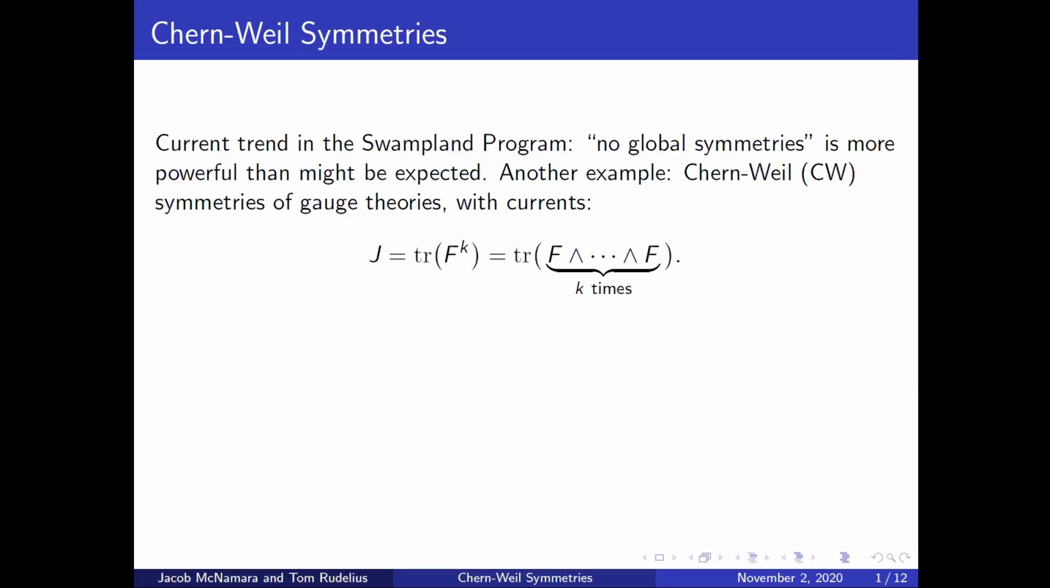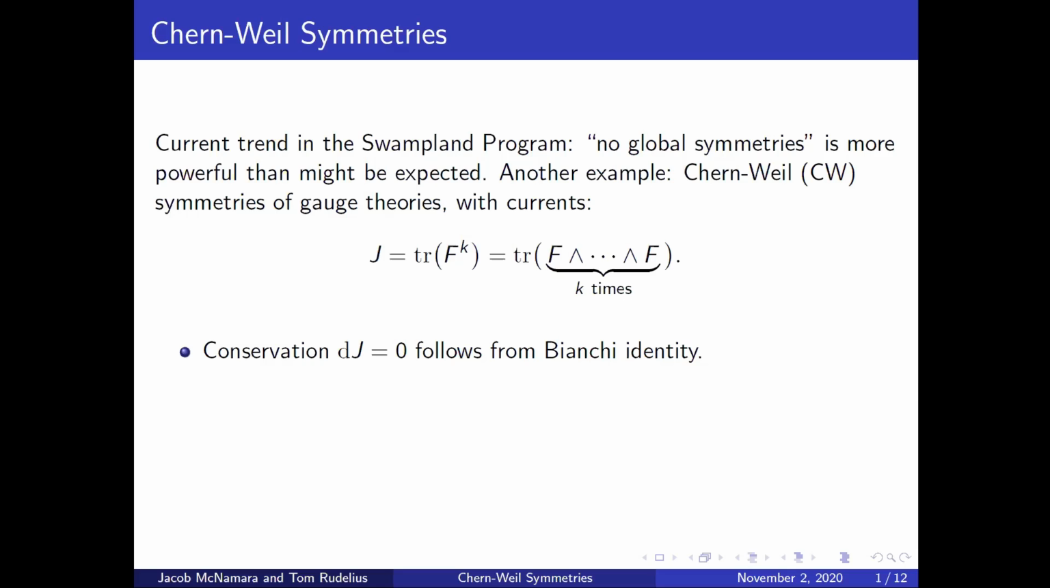So these are higher form symmetries. They're U1 higher form symmetries, and they're present in any quantum field theory or quantum gravity that has a gauge theory in the low energy description. And these are symmetries defined by currents, which are given by traces of wedge products of the gauge field strength. So in the case k equals 1, this might just be the magnetic symmetry, say, of a U1 gauge theory, and for higher k, it might be instanton number or higher generalizations of that.